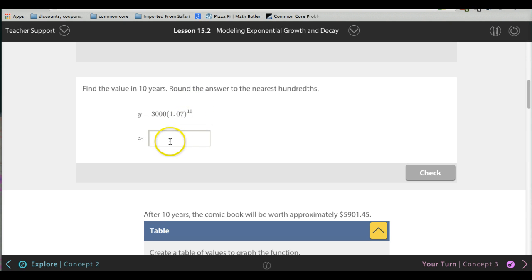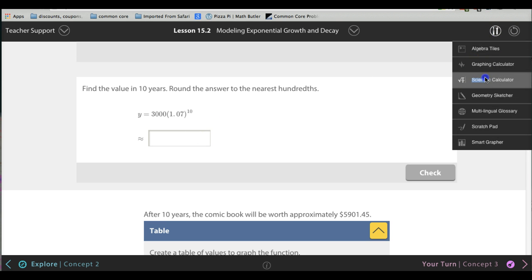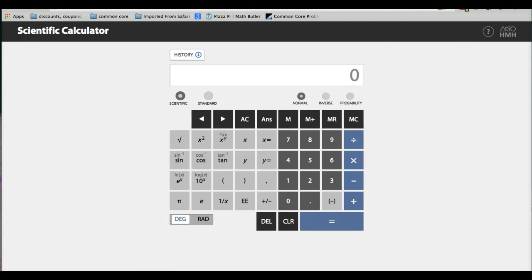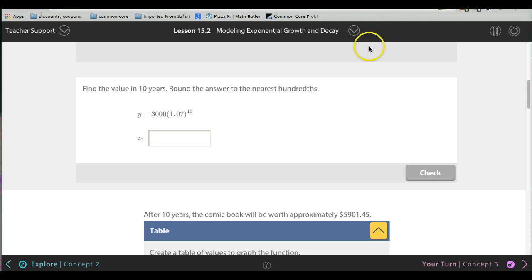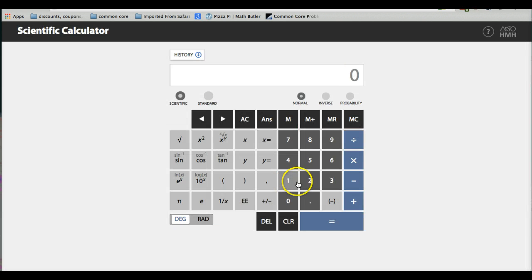And then you have to put this in your calculator and plug in the correct answer. Okay, here's the calculator right here. Scientific calculator. And so what number am I going to plug in here? 3,000 times. So don't forget exponents first, right? So it's 1.07 raised to the 10 power. You have to click on this one. Raised to the power of 10, okay?